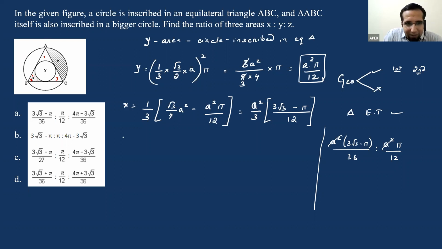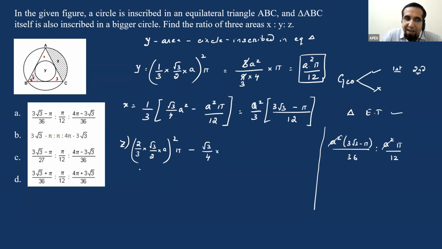But let's also see how we calculate z. We'll calculate z on the same lines. Clear? Now the circumcircle. So first, the area of the circle. First of all, the circumradius. The circumradius will be 2 by 3 of root 3 by 2 into a, and that squared into pi is the area of the larger circle. From there, I remove the area of the equilateral triangle, root 3 by 4 a squared.